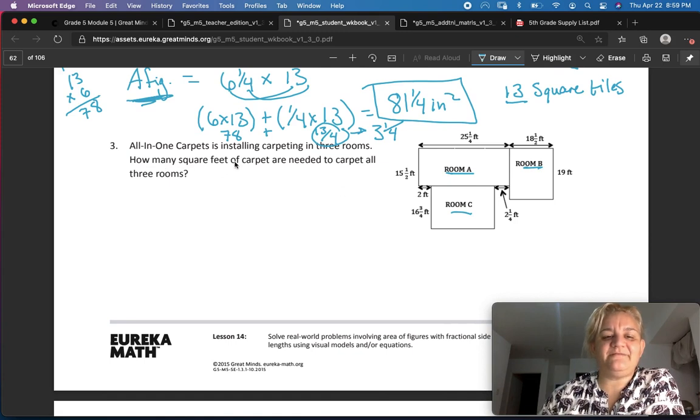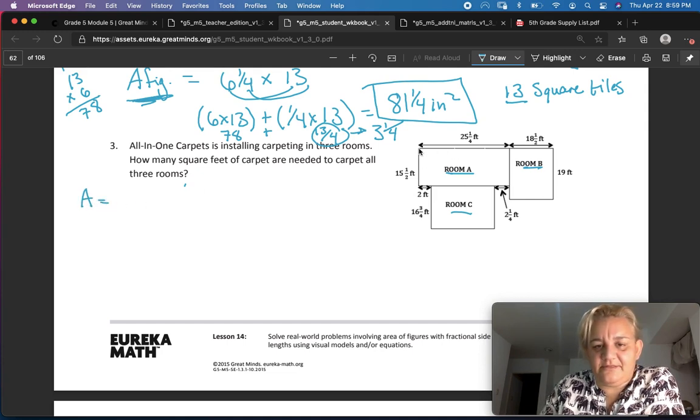How many square feet of carpet are needed to carpet all 3 rooms? So we have to find the area of this space, the area of this space, and the area of this space. Now be careful, they've given us some little added extra numbers in here, and we're going to need those to figure out the length and the width of everything. So first of all, let's go room A.